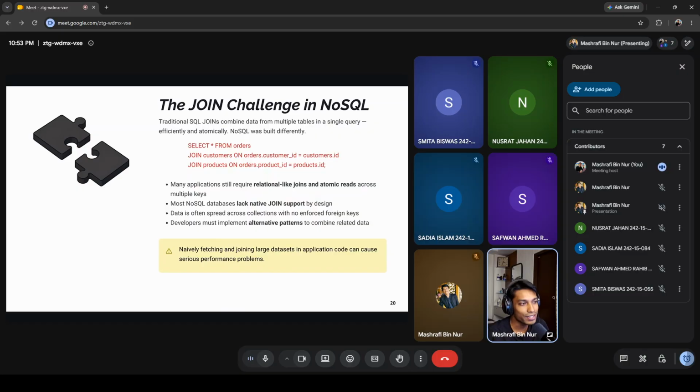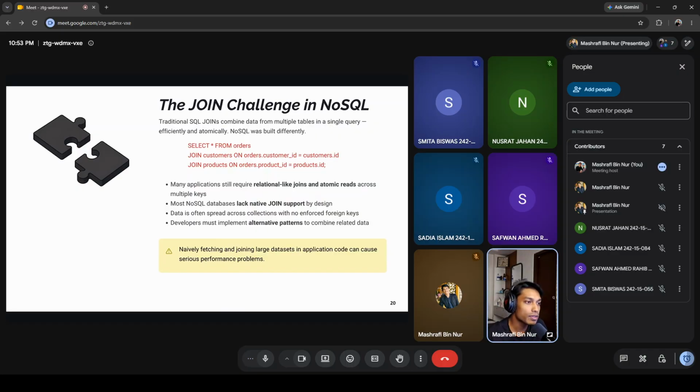I already said that traditional SQL uses many joins, so it can be multiple tables. But on the other hand, NoSQL does not use joins. Most NoSQL databases don't have join support. But currently, for example, MongoDB has native support for now.